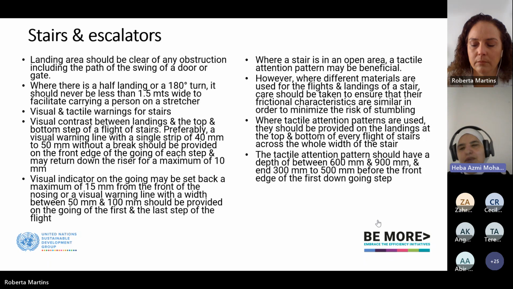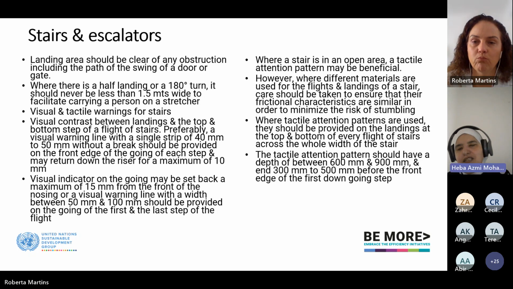There should be a visual and tactile warning system alerting persons with disabilities of the approach and start of each flight of stairs. For instance, a visual warning line with a single strip of 40 to 50 millimeters without a break should be provided on the front edge of the going of each step. And the tactile marking is very important too.